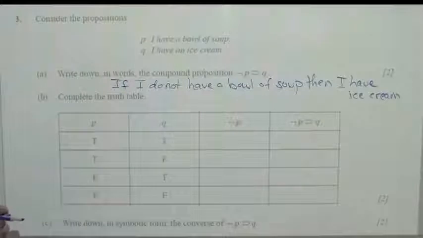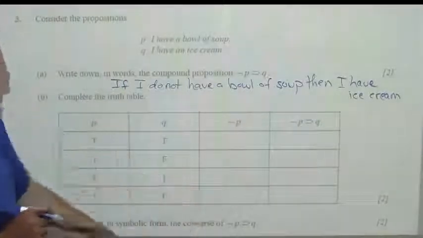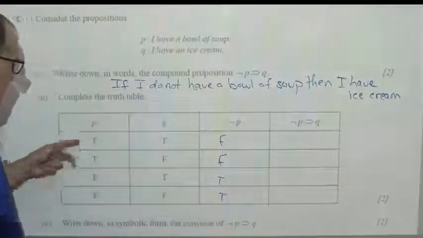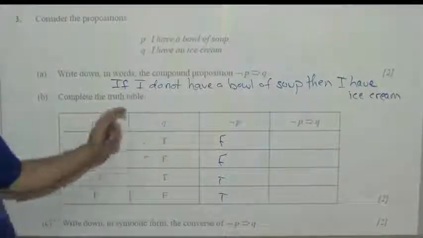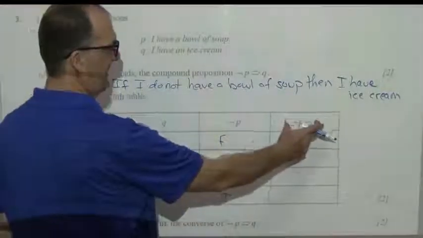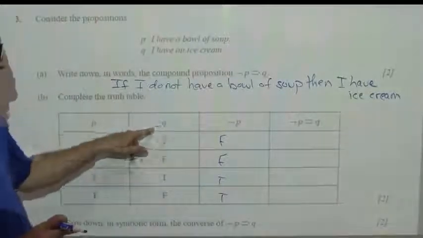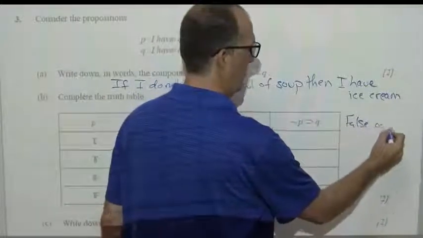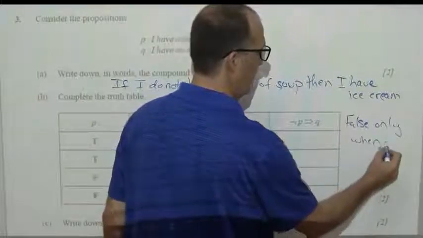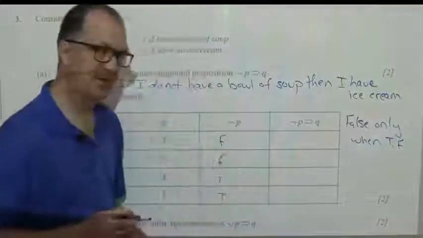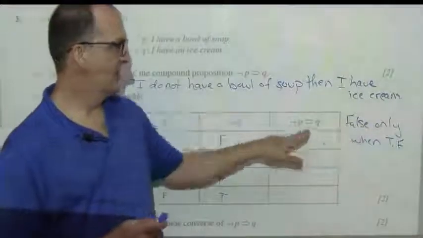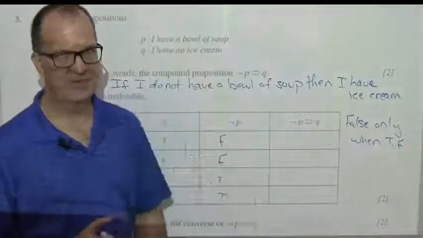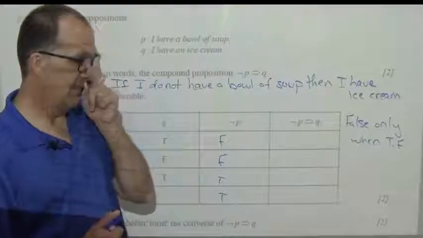Then they asked you to complete the truth table, and the first column is what is not P, so the inverse of P, so false, false, true, true, just making these the opposite of P. And then they want you to make the if-then comparison with not P and Q, and a reminder, this is false only when you have a true-false condition, meaning the first statement here is true and the second statement is false. That will lead to an if-then proposition being false.